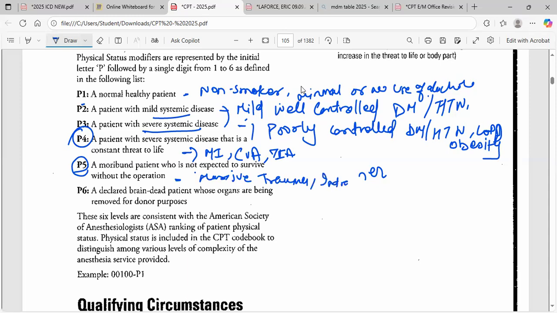intracranial bleed, and any multiple organ dysfunction, MOD. So these are the conditions where we, as the provider, have to treat the patient emergently. We cannot delay the treatment of the patient.